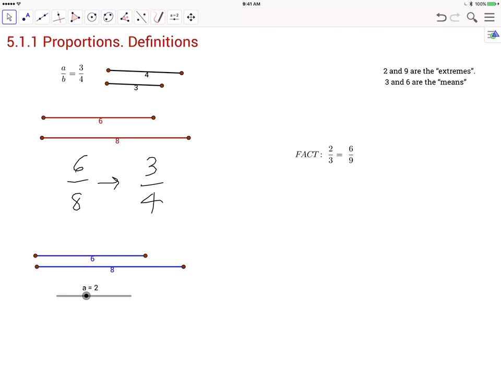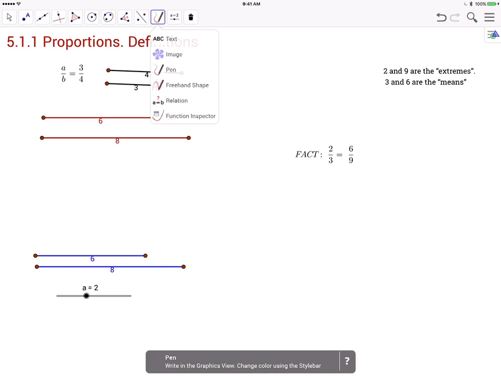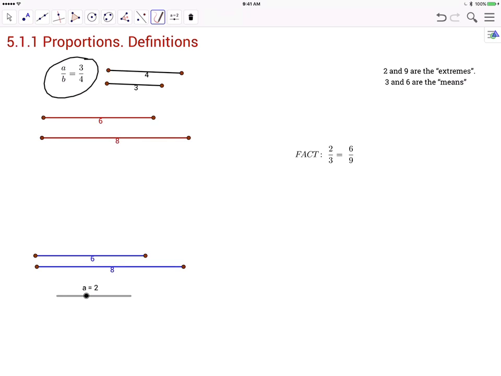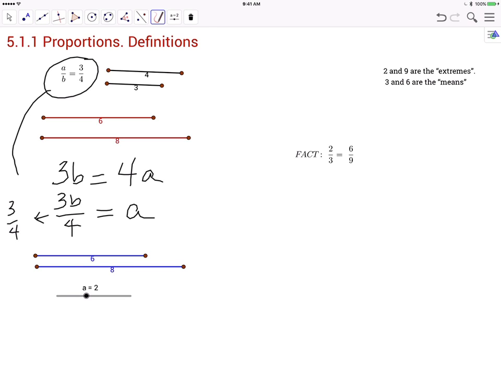And remember that when you have a 3 to 4 ratio like this, you're allowed to cross multiply. So it might be useful to say, for instance, that 3 times B is equal to 4 times A. It might be helpful to say that A is 3B over 4, and that's just really 3/4 of B, which should make sense, that A is 3/4 of the length of B. So for instance, 6 is 3/4 of 8.